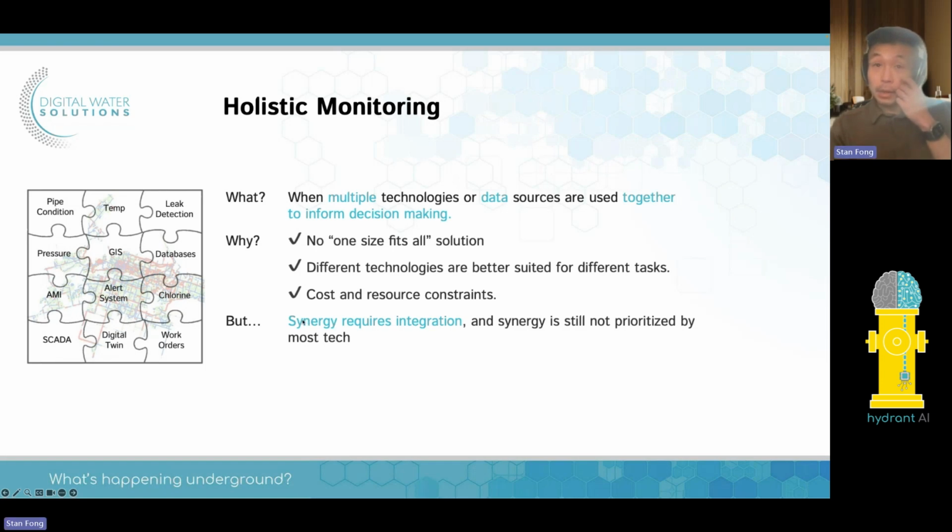And the catch is, again, this requires that integration, right? And this is not something that's prioritized by most providers right now in water. They want to keep you in a silo, and this is just how it is across all tech, right? Think about Apple versus Android. This is just kind of the way it goes.